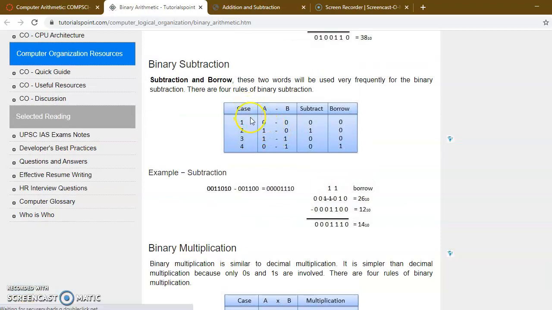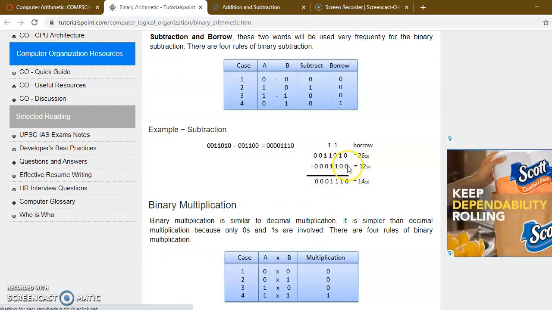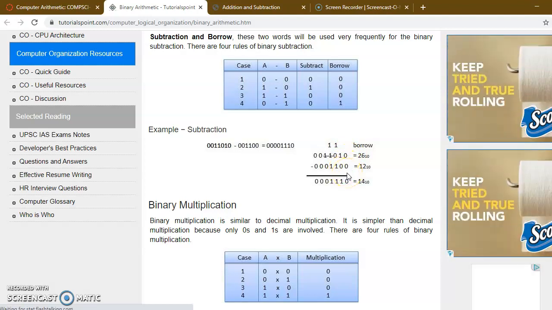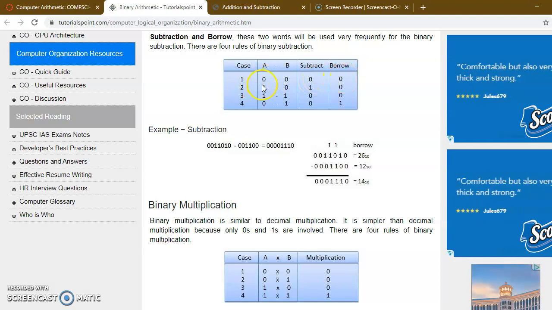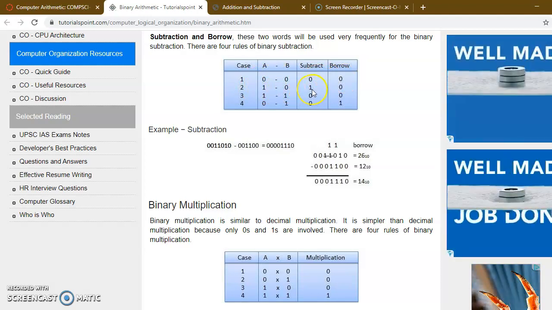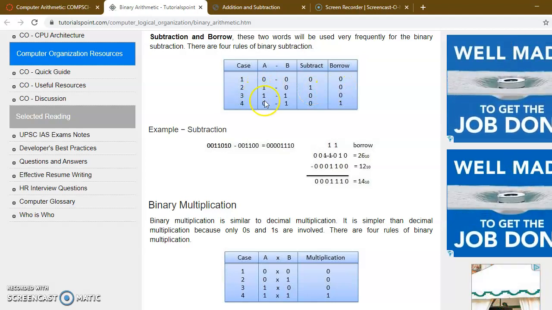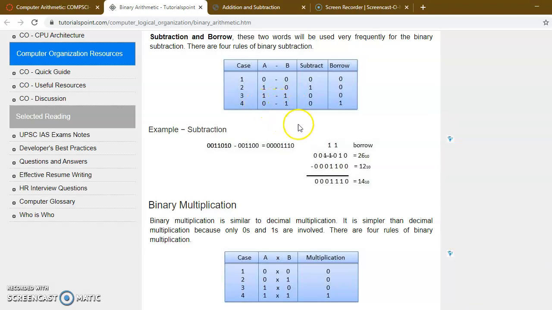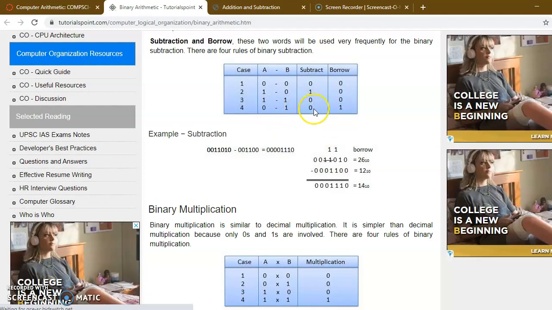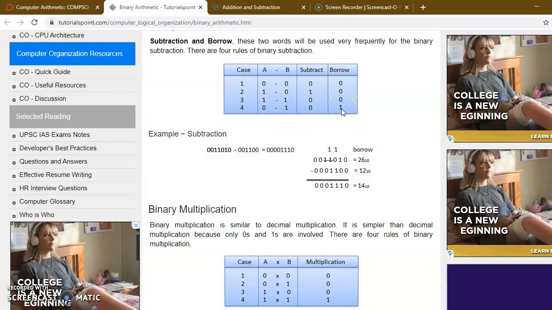When you think in terms of the way that you would borrow in decimal, if you don't have enough to subtract, you have to borrow 1 from the place over to the left. 0 minus 0 is going to be 0. You don't borrow anything. 1 minus 0 is easily doable, so that comes to 1. You don't borrow anything. 1 minus 1 is 0 because they're the same. You don't borrow anything. But if you have 0 and you try and subtract 1 from it, you can't do it. So you have to cross this out, put a little 1 there like you did back in elementary school. And you know that 0 minus 1 is going to be 0 with a borrow of 1.